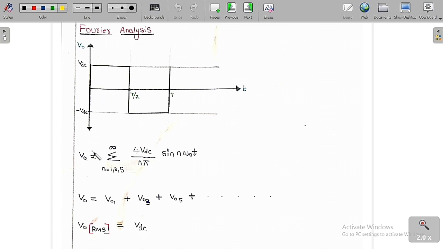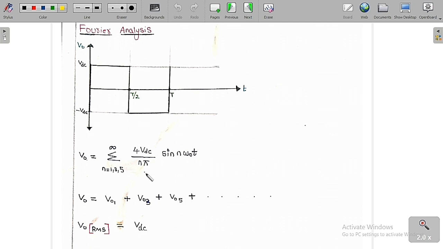After doing that we are going to get the final expression, which is V0 is equal to sigma n is equal to 1, 3, 5 up to infinity of 4 into the peak value VDC by n pi into sine of n omega naught t, where omega naught is equal to 2 pi by T. So this is called the expression of this periodic signal in terms of the Fourier series.